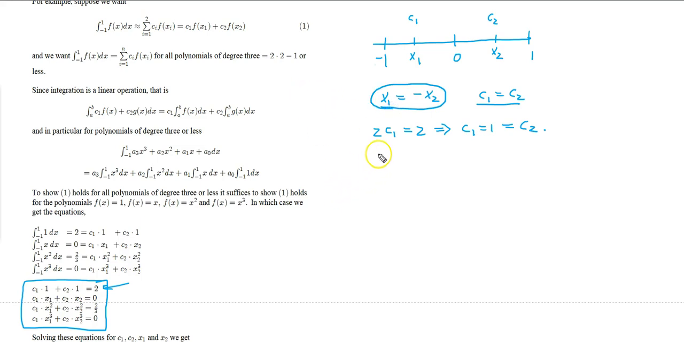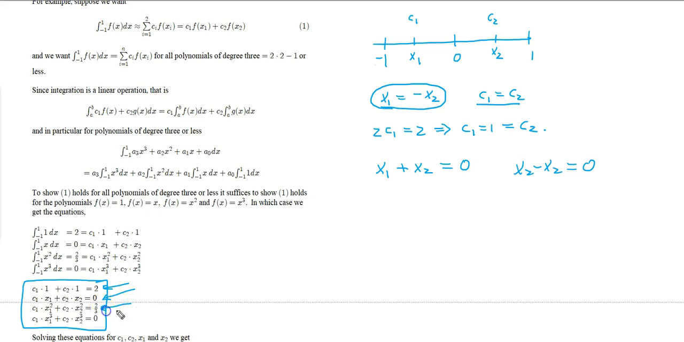If we make this assumption here, the second equation down here becomes x1 minus x2 equals 0, or x1 plus x2 equals 0. If we substitute in x1 being negative x2, we get x2 minus x2 equals 0. Well, that doesn't really tell us anything. Okay, so that equation doesn't give us much.